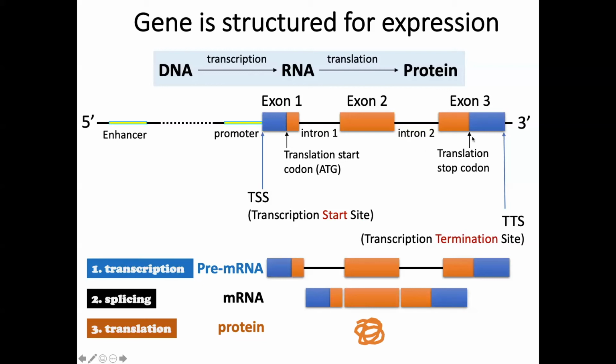stop codons. So for the sequence upstream of ATG, shown in this blue color, we name it the 5' UTR, 5' untranslated region. Similarly, for the sequence downstream of the translation stop codon, we call it the 3' untranslated region or 3' UTR.